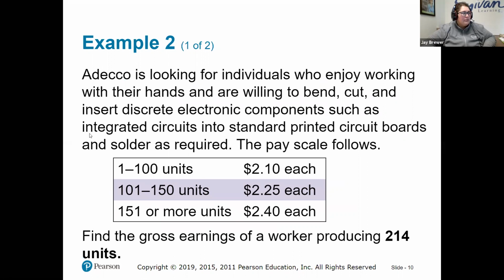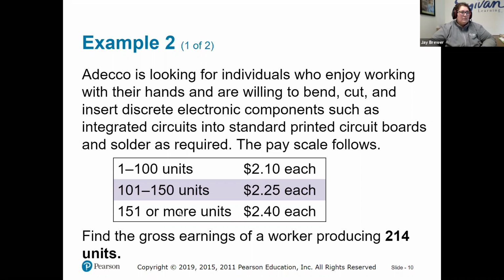Okay, so here's another example that we can take a quick look at. This is an individual who enjoys working with their hands and is willing to bend, cut, and insert discrete electronic components such as integrated circuits into standard printed circuit boards and solder as required. Most people are going to be scared away by soldering. It's really not hard. It's kind of like a scarier version of using glue. It just can hurt a lot if it gets on your skin.